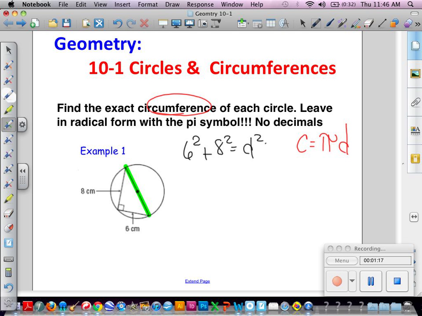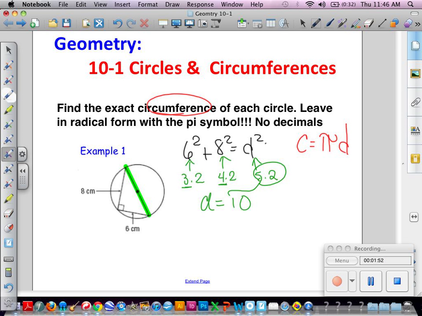When I look at 6, I think of 3 times 2. When I look at 8, I think of 4 times 2. Here's the 3, there's the 4. This would be then 5 times 2. So my diameter is 10. I'm using my 3, 4, 5 triangle to solve this one. If you want to go 6 squared plus 8 squared and then hit the square root button, you're also going to get 10.